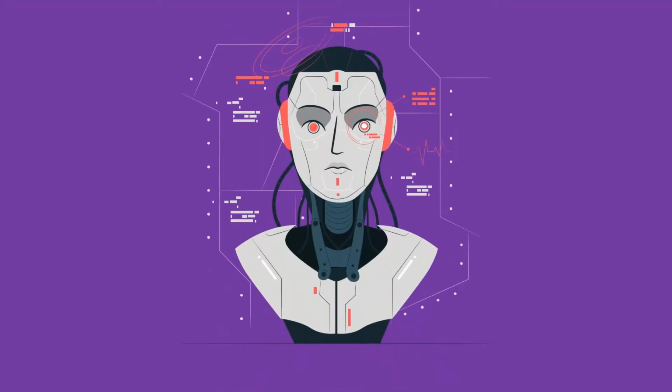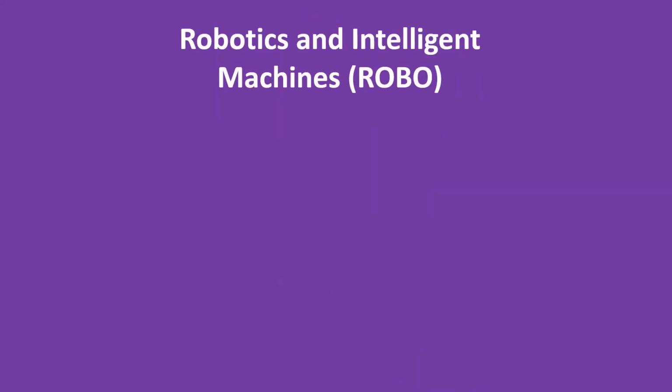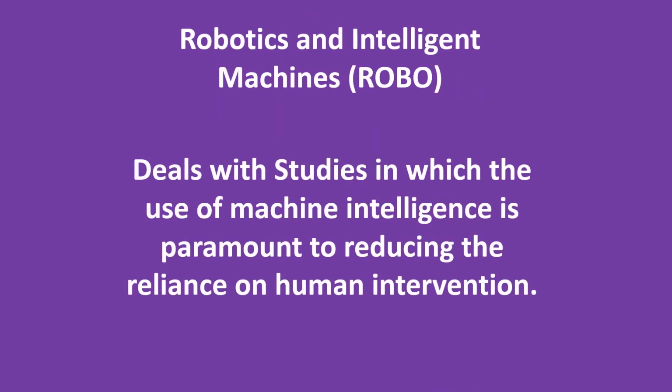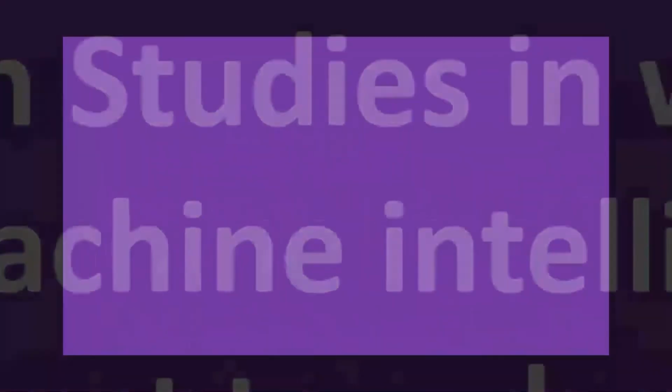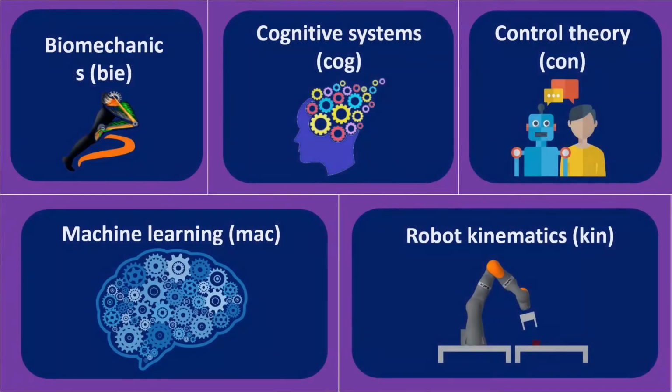The robotics and intelligent machines or robot is studies in which the use of machine intelligence is paramount to reducing the reliance on human intervention. Its subcategories include biomechanics, cognitive systems, control theory, machine learning, and robot kinematics. Examples are identification and simulation, the analysis and design of control systems, and practical implementation.